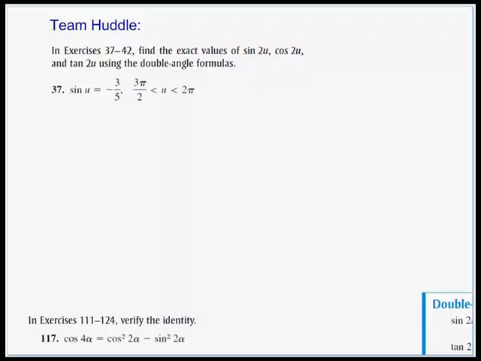So let's see here, we're going to set up, what quadrant are we in? Between 3/2 pi and 2 pi. That's fourth quadrant.